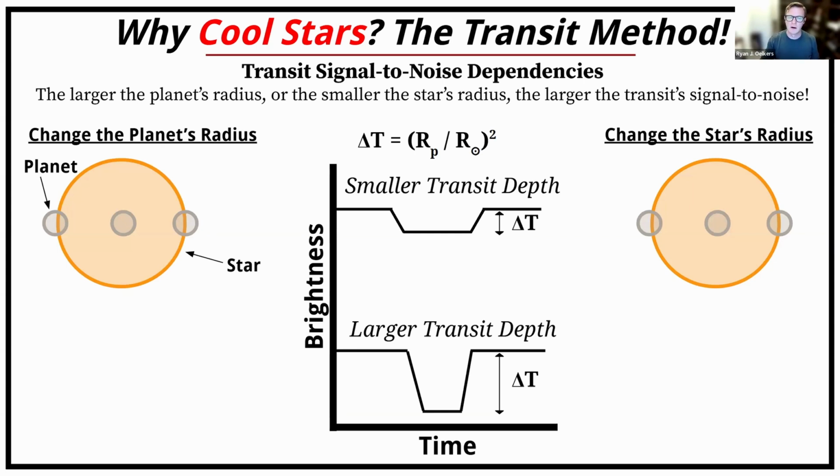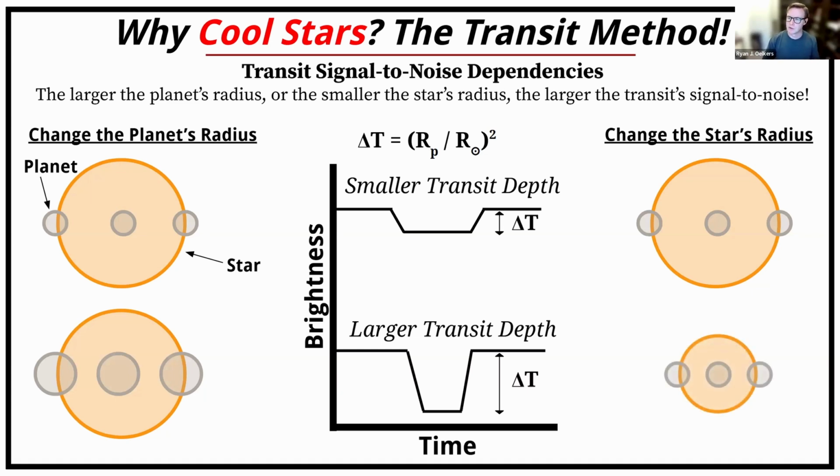And so the top here shows that if we want to try to increase that transit signal, there are two things we could do. On the left, we could change the planet's radius. If we kept the star the same size but looked for Jupiter-sized planets or even larger, then that transit signal would be larger. The second thing you could do is keep the planet size the same and just decrease the star's radius.